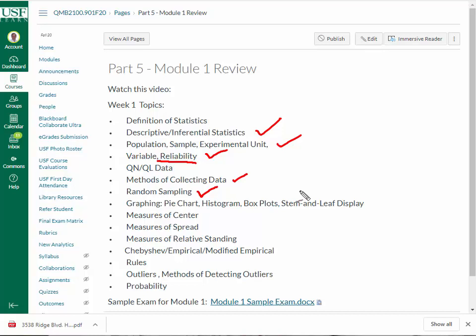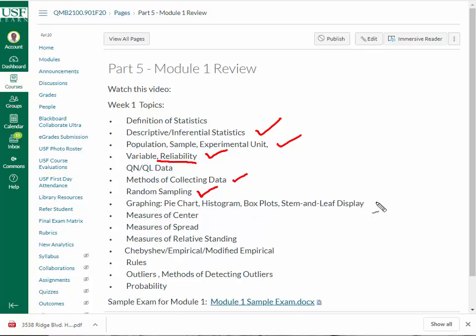Then we move to our descriptive statistics. So chapter 1 introduces some general concepts. Chapter 2 talks about describing data, and we can describe data graphically and/or numerically. And if we're going to do graphical displays, I've listed some that we're going to work with: pie charts, histograms, box plots, stem and leaf displays.